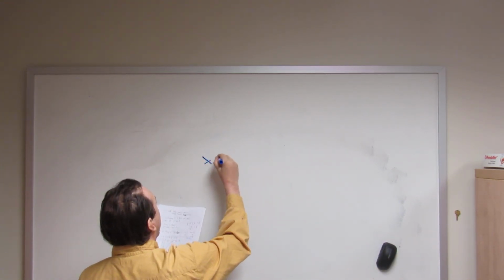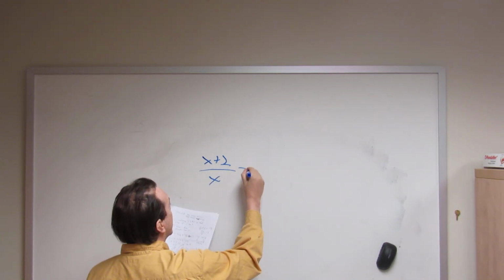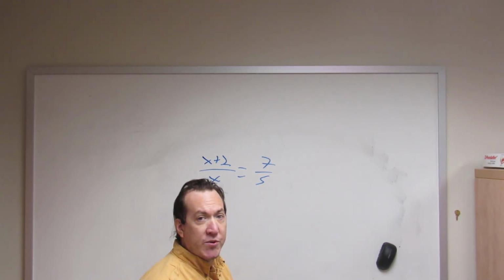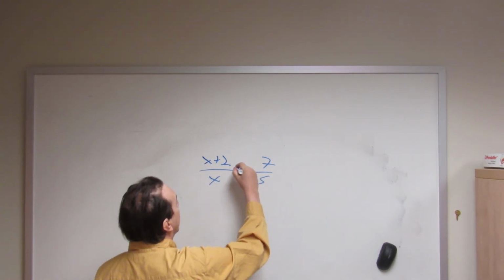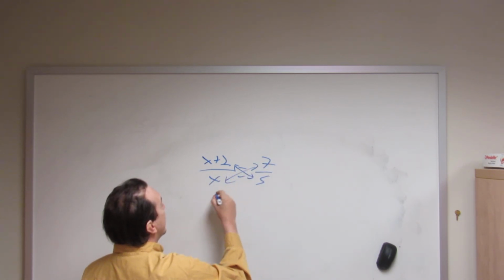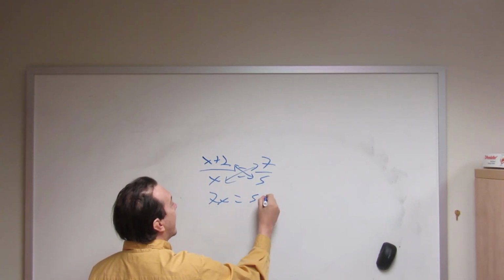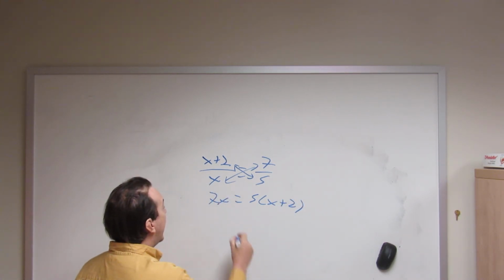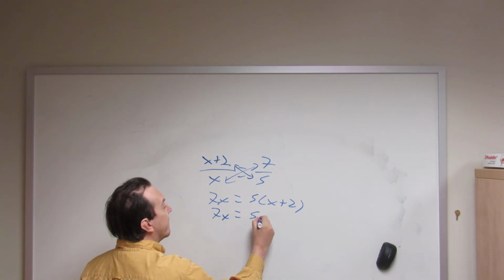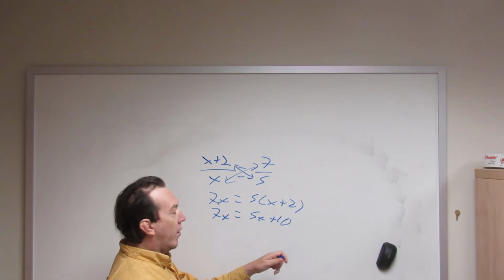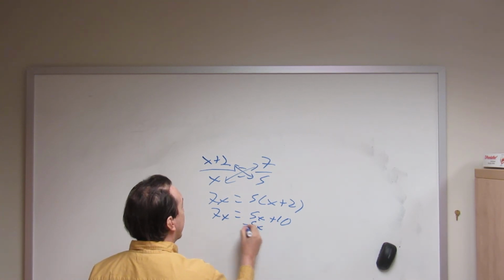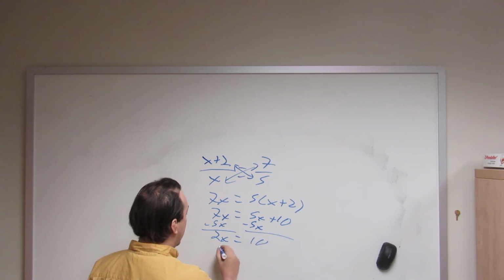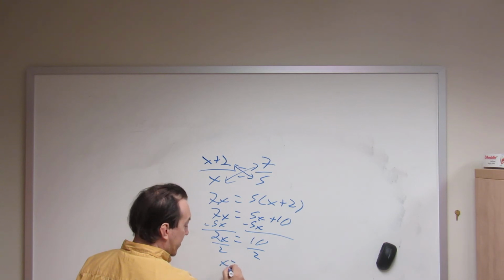Next, let's say we have x plus 2 over x equals 7 over 5. When we have two fractions and an equal sign, that's when we're going to cross multiply. So 7 times x is 7x equals 5 times x plus 2. We have to distribute the 5. So 7x equals 5x plus 10. We want all our x's on one side, so I'm going to subtract the 5x. 2x equals 10. Divide both sides by 2. X equals 5.